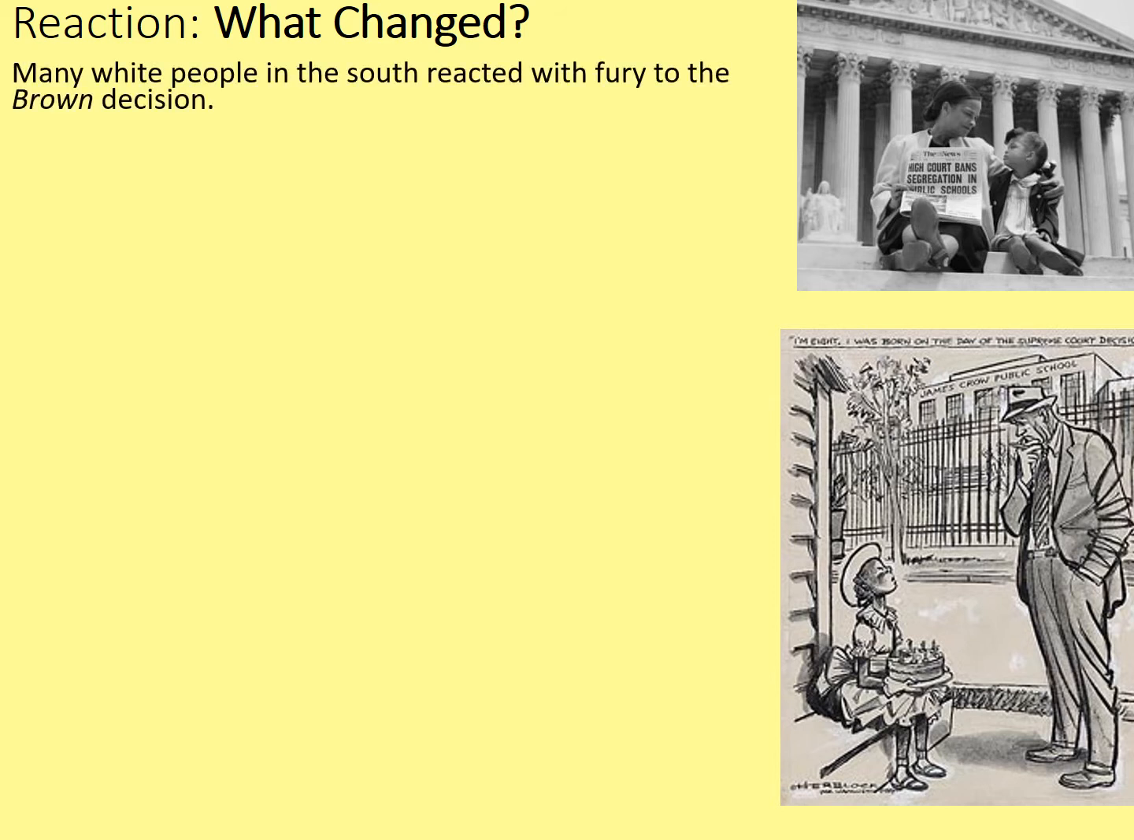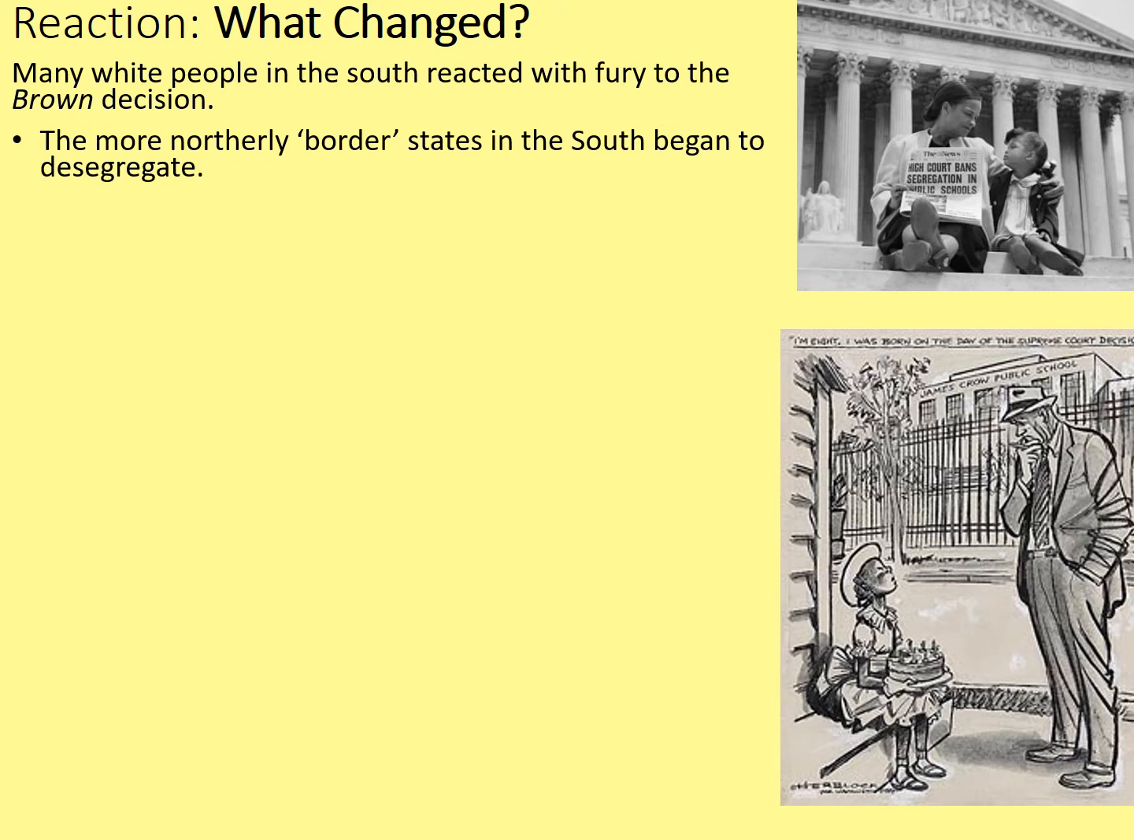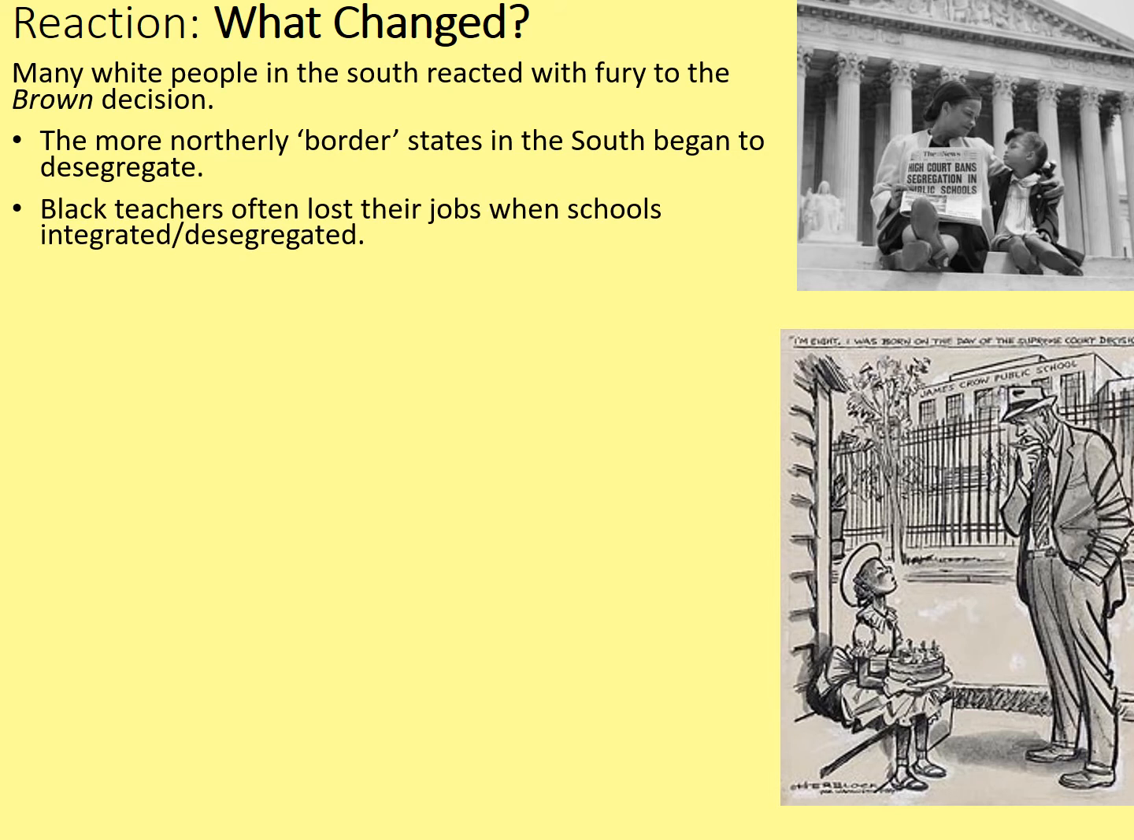Many white people in the South reacted with fury to the Brown decision. The more northerly border states in the South began to desegregate, as was required. Black teachers often lost their jobs though when schools integrated or desegregated. They were the first to be fired.